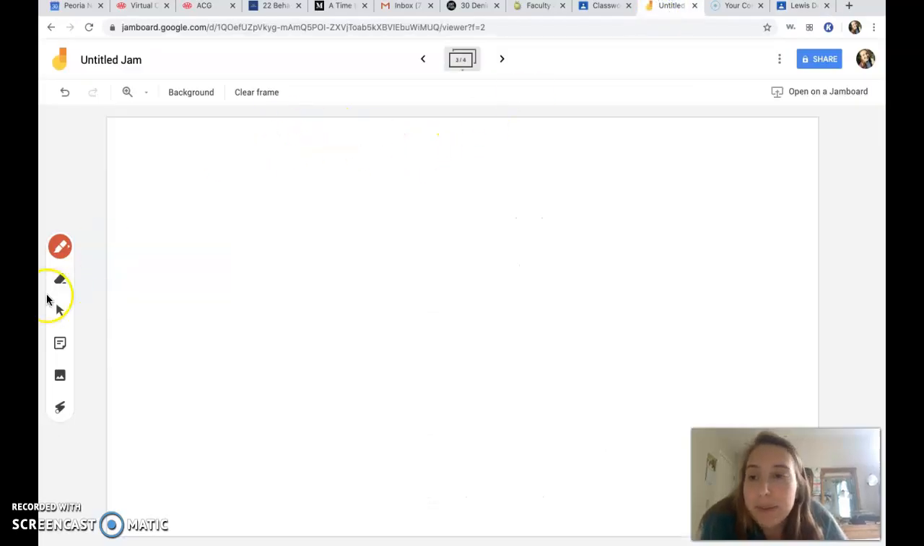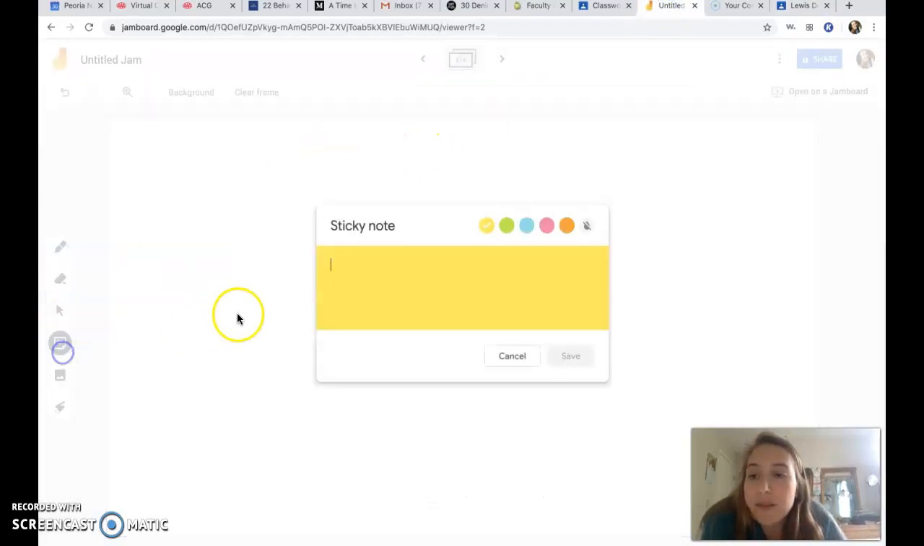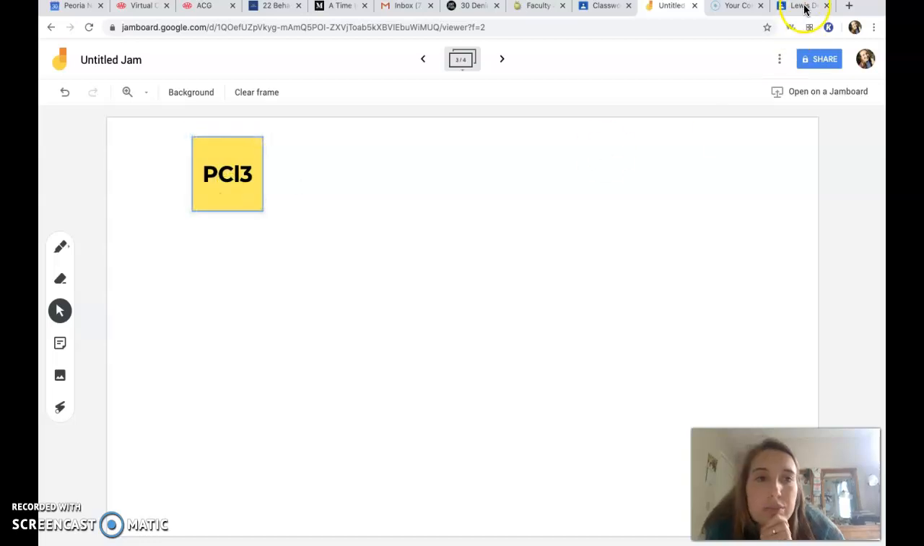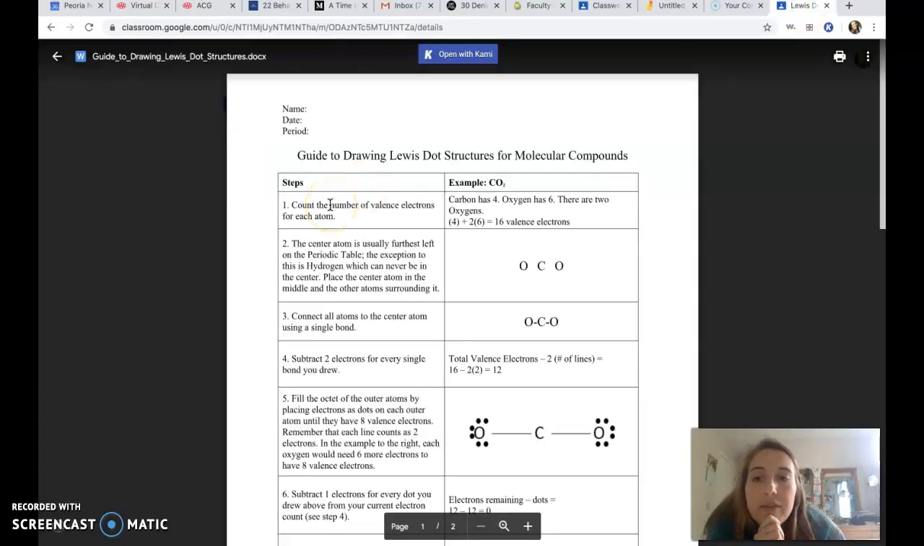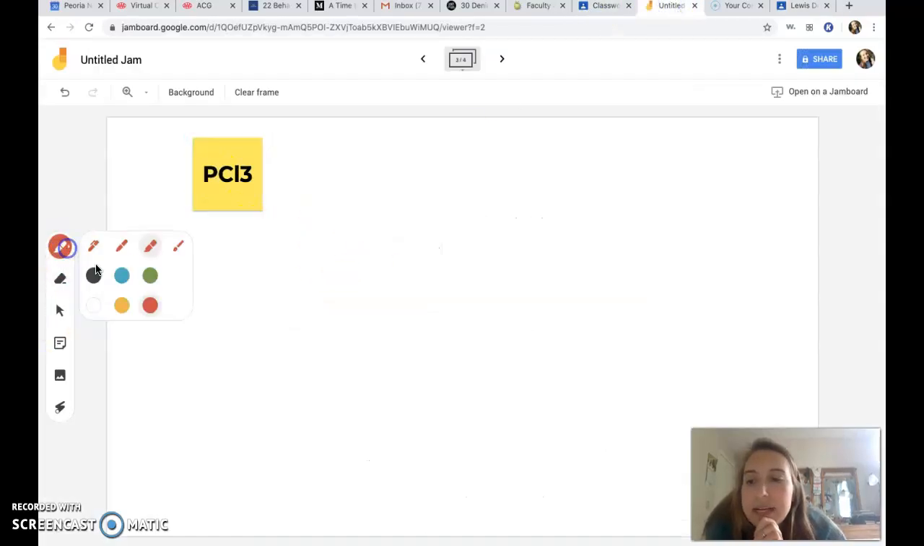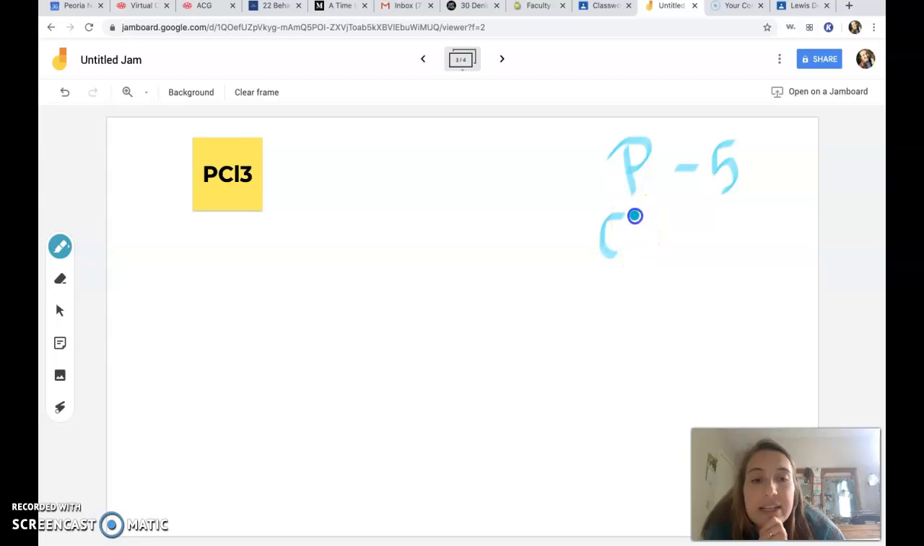The first one is going to be PCl3. That's what we're doing here. So, step number 1. Count the number of valence electrons for each individual atom. Phosphorus is in group 15. It has 5 valence electrons. Chlorine is in group 17 and has 7 valence electrons, and I've got 3 of them. So I add all of those things up, and I get a grand total of 26.